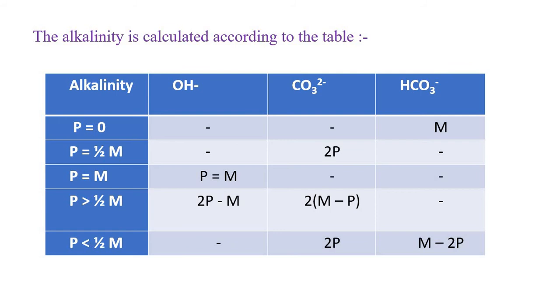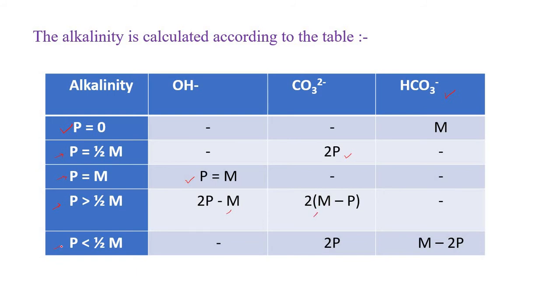According to this table, if P is equal to 0, then alkalinity is due to bicarbonate ions. If P is equal to half of M, then alkalinity is due to the carbonate ions. If P is equal to M, means the P endpoint is equal to the methyl orange endpoint, then the alkalinity is due to the hydroxide ions. If P is greater than half of M, then the alkalinity is due to both hydroxides and carbonate ions.